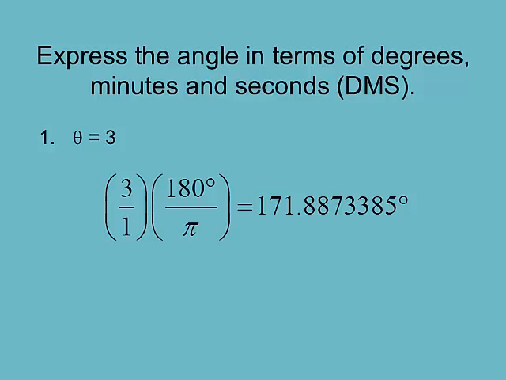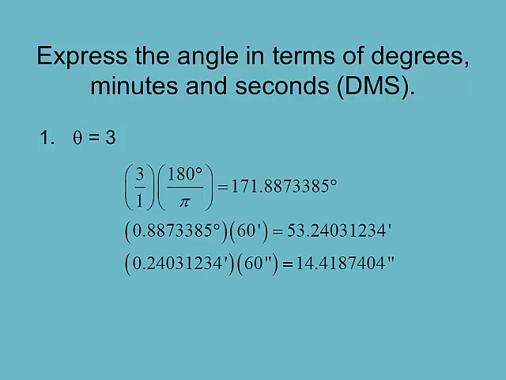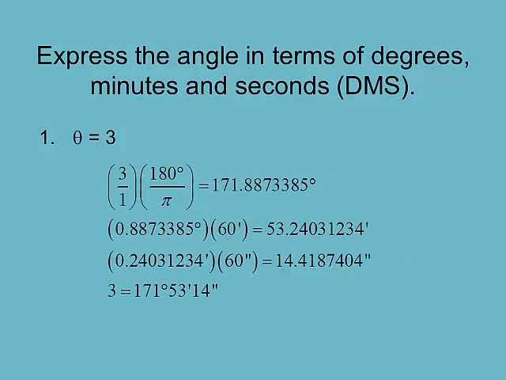We will now convert that 171 plus a bunch of decimals over to degrees, minutes, and seconds. So you remember from earlier when we did this, in my calculator, I should subtract off the 171. I multiply the decimal by 60. That gives me 53 point something. I don't care about the point something. I should subtract off the 53. I times that by 60. I get 14.4. So I end up rounding that off to 14. So there it is, 171 degrees, 53 minutes, 14 seconds. And so 3 radians is approximately equal to 171 degrees, 53 minutes, 14 seconds.